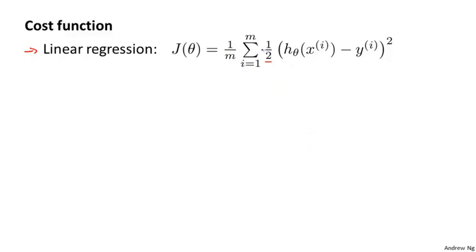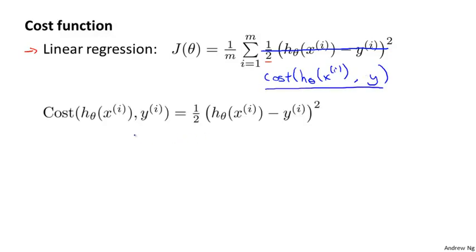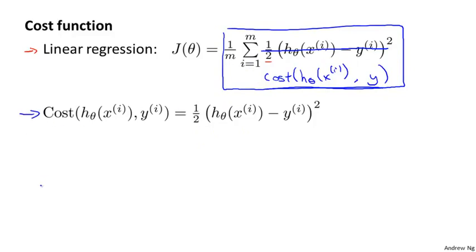Now, I want to use an alternative way of writing out this cost function, which is that instead of writing out the squared error term here, let's write in here cost of h of x, comma y, and I'm going to define that term, cost of h of x, comma y, to be equal to this. It's just equal to this 1/2 of the squared error. So now we can see more clearly that the cost function is 1 over m times the sum over my training set of this cost term here.